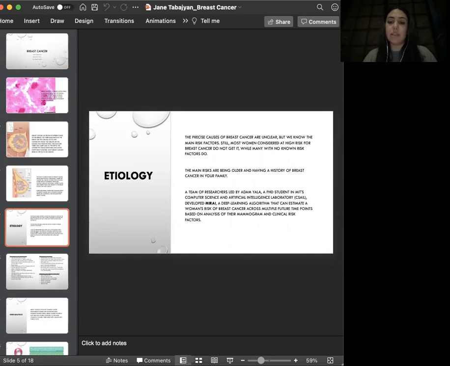MIT's Computer Science and Artificial Intelligence Laboratory had a team of researchers led by one of their students, Adam Yala, who developed MIRAI. It is a deep learning algorithm which estimates a woman's risk of developing breast cancer across multiple points in the future based on the analysis of their mammogram and clinical risk factors.